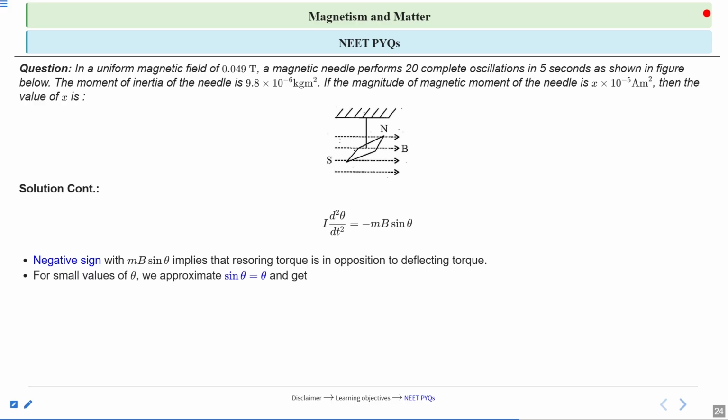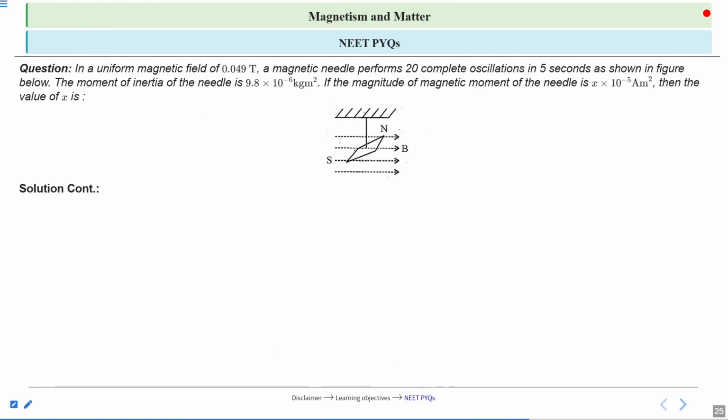For small values of theta, we approximate sin theta equal to theta. Okay, for small values of theta, sin theta is nearly equal to theta. So I d square theta upon dt square is equal to minus mB sin theta, and we can write theta for small angles. So d square theta by dt square is equal to minus mB upon I theta.